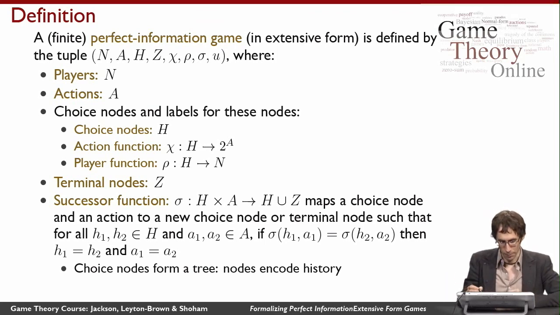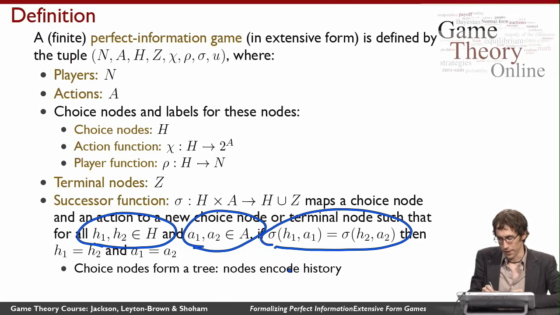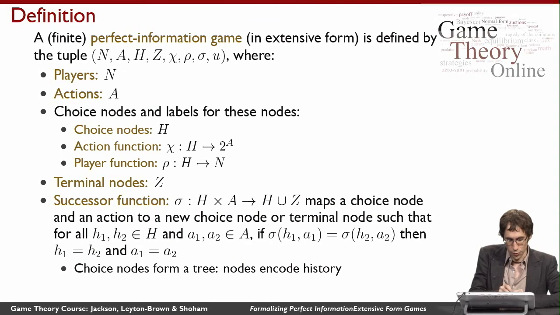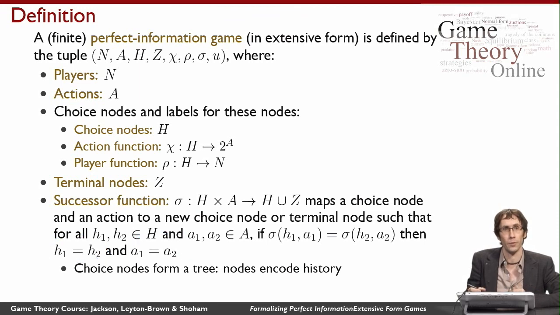And in order for that to happen, we need to say that there's only one way of getting to any given new node. So the way we say that formally is that for all pairs of choice nodes and for all pairs of actions that could be taken, the only way that it can be that the successor function is equal in both of those cases is if the two choice nodes were the same and the two actions were the same. So this condition means that the choice nodes form a tree, which is what we want.